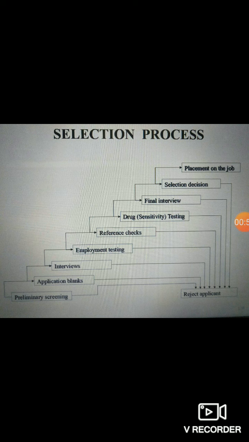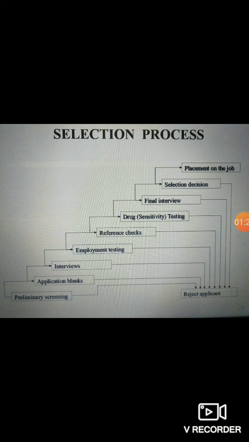So now let me give you a light on each step with short notes. First step is going to be preliminary screening. The screening can be either manually done or by IT infrastructure. We can have resume screening in softwares or hardwares through which the entire process is taken care.